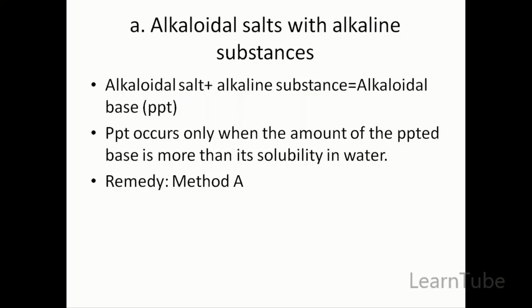So first is alkaloidal salts with alkaline substances. Now what are alkaloids? As you all know, some substances are extracted from plants or animals, and these extracted substances are classified into different groups. One example is this alkaloid class. You must have heard about tannins, which is another group. Examples of alkaloidal salts are quinine and strychnine, which have been extracted from plants.